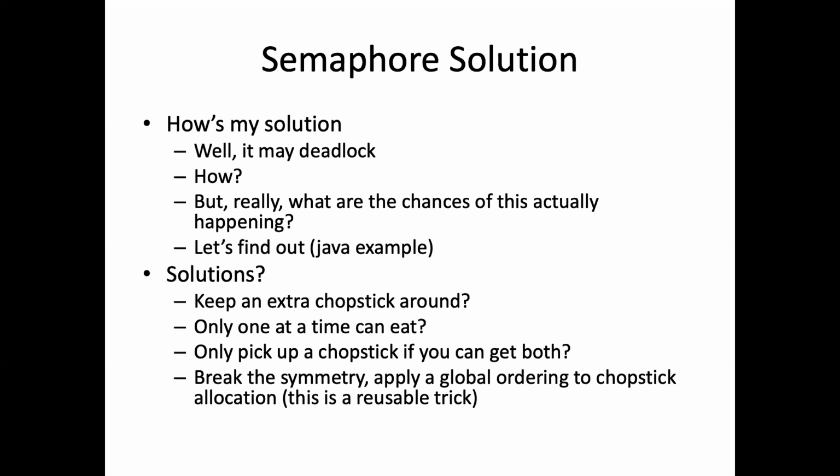How about this? You can only pick up your chopstick if you can have both of them. This is kind of like those atomic instructions I was talking about. When you want to eat, you real fast look at the chopstick on your right and the chopstick on your left. And if you can't have both of them, you don't pick up either of them. But if they're both free, you pick up both of them.